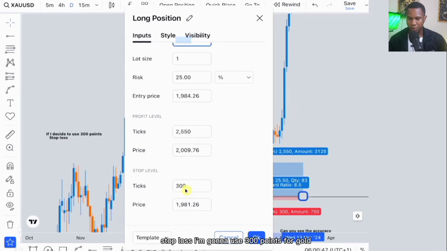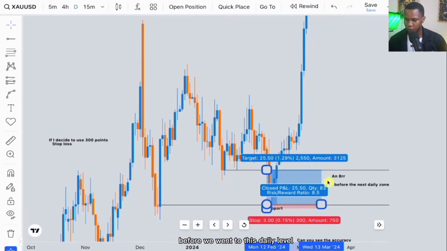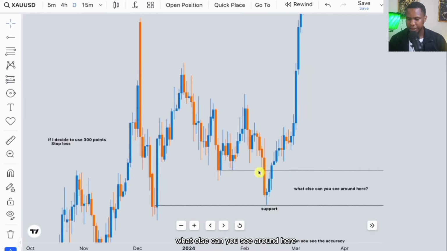Stop loss, I'm gonna use 300 points for gold. And can you see what? A 1:8 risk-reward ratio before we went to this daily level. As when we start talking about storylines and the rest, we'll know whether we'll take profits here or extend it to the next daily level.